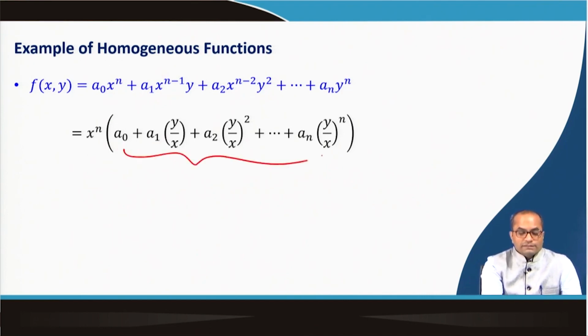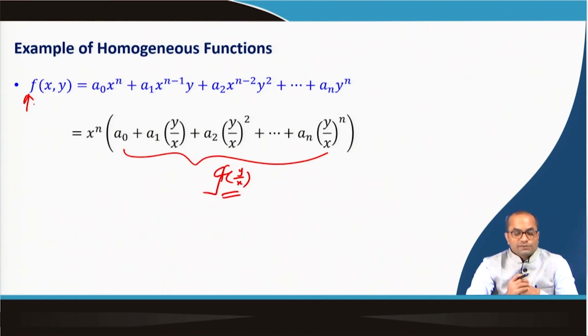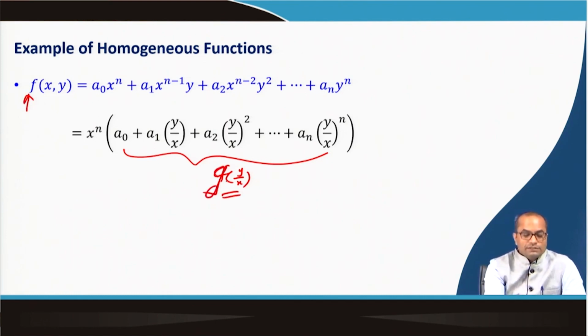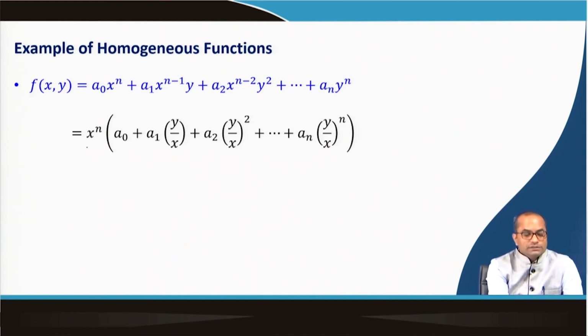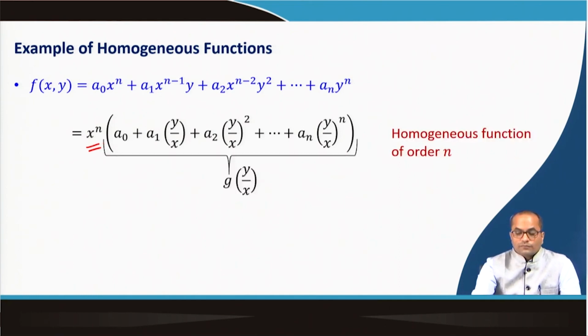So, everything is a function of some y over x, or let us call it g, because f we have already denoted here as f(x, y). So, this is some function g of y over x, and then this x power n is sitting there in front. So, this is a homogeneous function of order n.